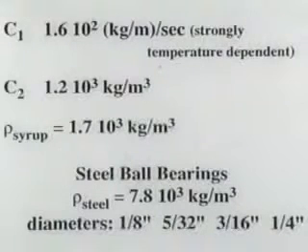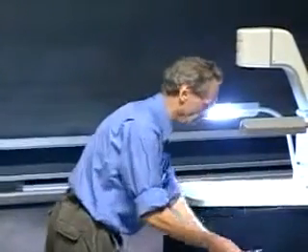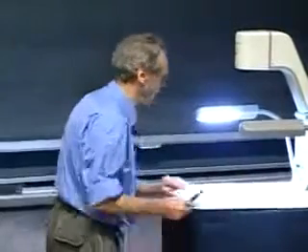These steel ball bearings have a density of about 7,800 kilograms per cubic meter. And I'm going to drop in that Karo syrup 4 ball bearings, and they have diameters of 1/8 of an inch, 5/32, 3/16, and 1/4 of an inch. And what I calculated was the terminal velocity as a function of radius of these ball bearings. All of this is on the web.